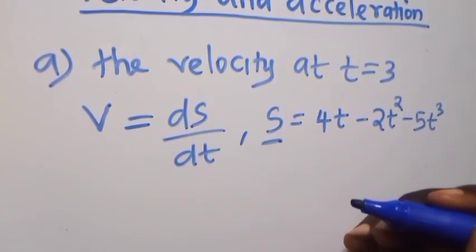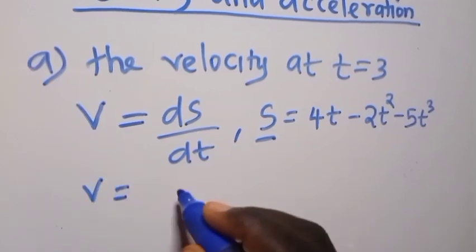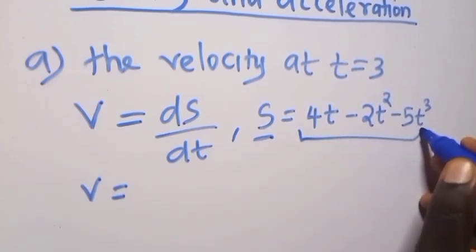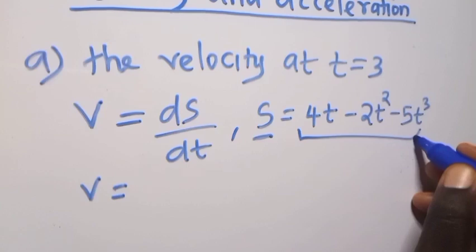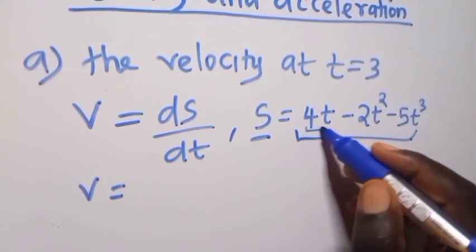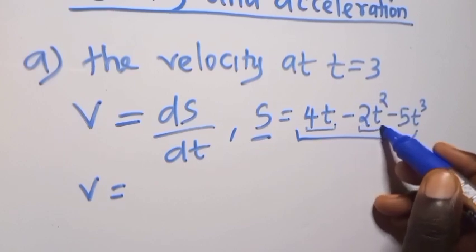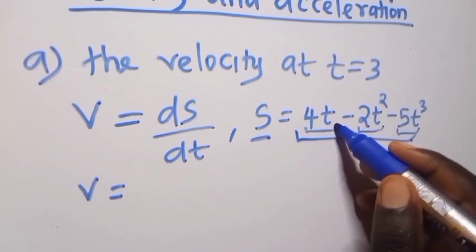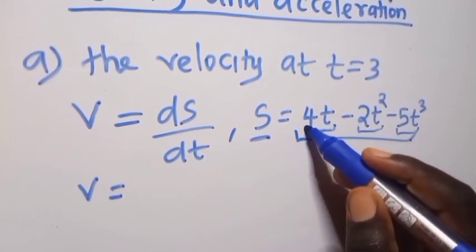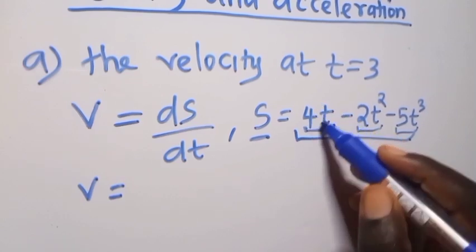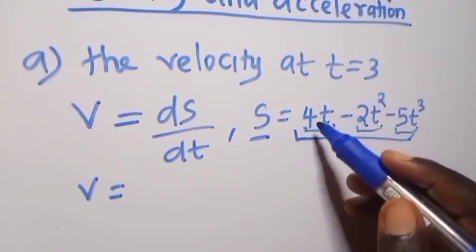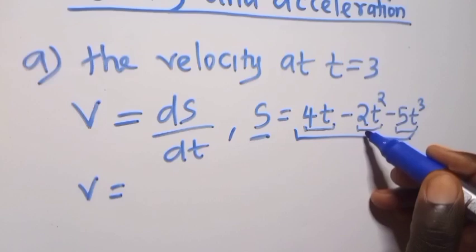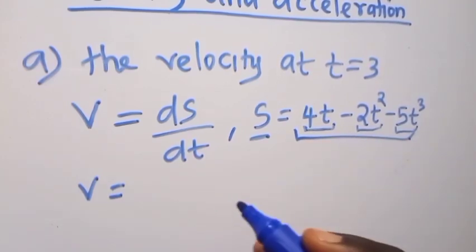Therefore, we shall have our v as we differentiate this equation of displacement with respect to time. This is a polynomial, so we have to differentiate each term in turn: the first term, followed by the second term, then the last term. For each term, we multiply the power with the term, then we reduce the power by 1.